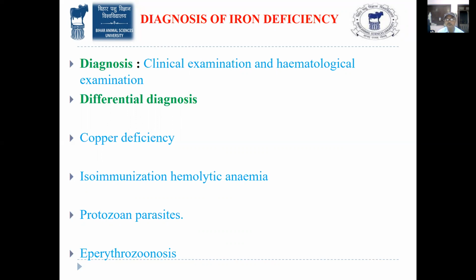Eperythrozoonosis is also a major problem which must be differentiated from iron deficiency. It affects all age groups. Severe infections are caused by bacteria of the genus Eperythrozoon, especially in young pigs, accompanied by anemia, jaundice, and often a fatal condition.